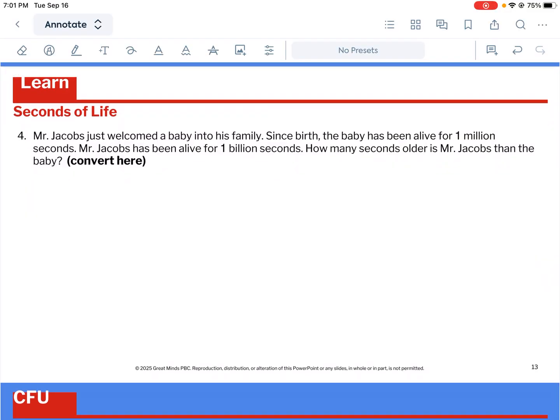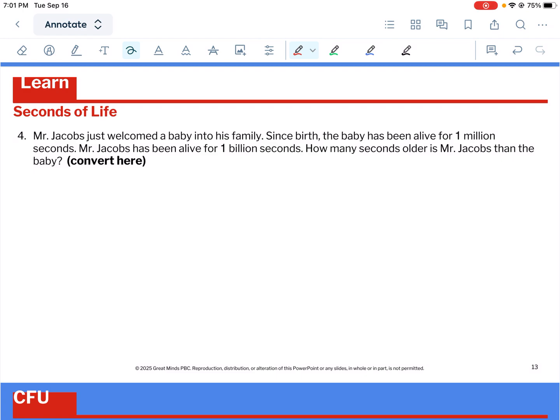Here we're going to do our conversions. And for the sake of demonstration, we're actually going to convert to years, since we are dealing with not just seconds, but age. I'm assuming Mr. Jacobs is a grown man compared to this baby. So we're going to convert to years because we are working with age. And that's typically how we measure age. We don't say that I'm 10 trillion seconds old. We'll say, oh, I'm 23, or I'm 12, I'm 56 years old.